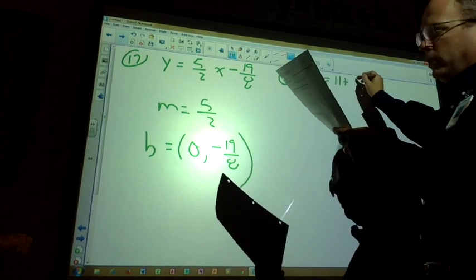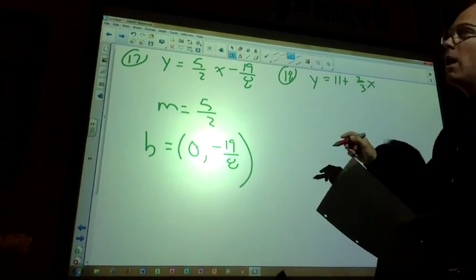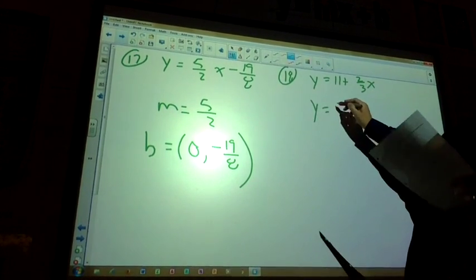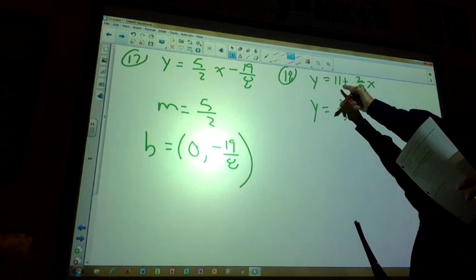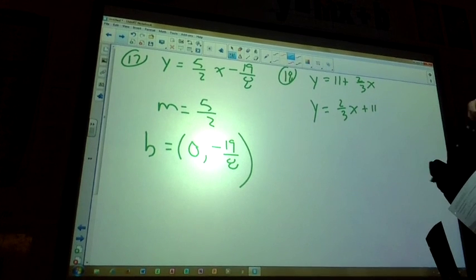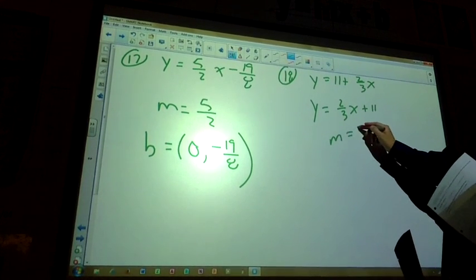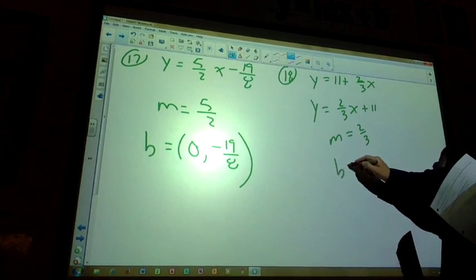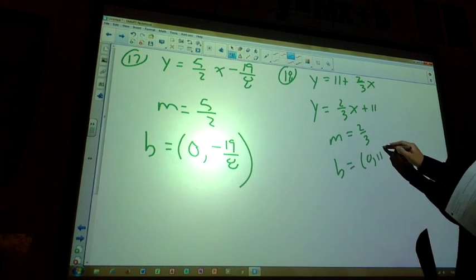Is this in y equals mx plus b form? No. Let's rearrange it. So I have positive 2/3 x. What's the 11 going to be? Plus, plus as well. Okay, so my slope on this one is 2/3. My y-intercept is 0, comma 11.